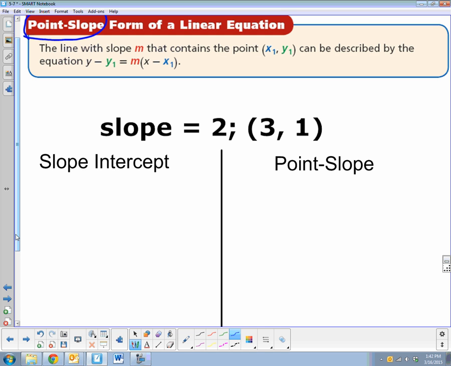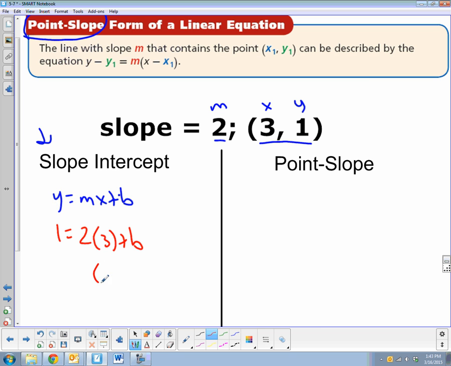So point-slope form. Point-slope form says if we have a point and a slope, we can use this form to get it into our y equals mx plus b. Show you what I mean. We're going to start with the slope-intercept form. This is what we did in the last video. Here's m, here's x, and here's y. So I've got my equation y equals mx plus b, know it, love it. And then we can fill in our points. So we've got 1 equals 2 times 3 plus b. So we combine our like terms, we solve for b, and we got that b was -5.